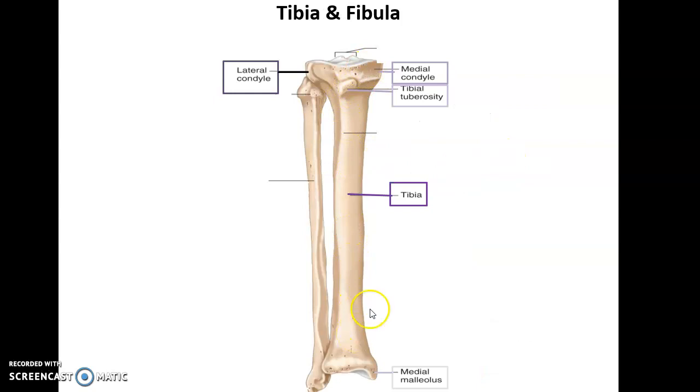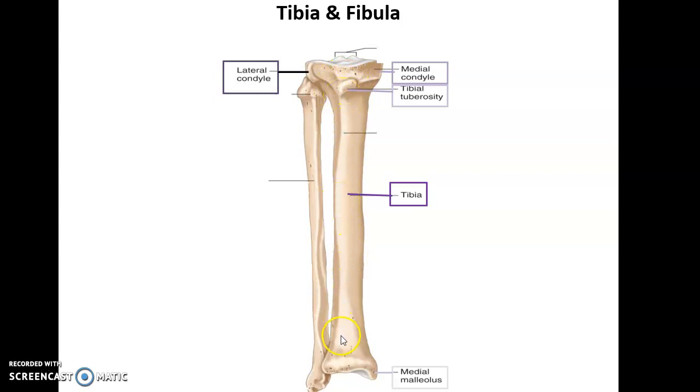Here is the tibia. It is the medial bone. Here is the fibula. It is the lateral bone. They're both found in the lower leg. The tibia has a medial condyle and a lateral condyle. However, these condyles are not rounded knobs. Instead, they're smooth, flat surfaces. So medial condyle, lateral condyle, smooth and flat. Then pointing out anteriorly is this rough knob here called the tibial tuberosity.